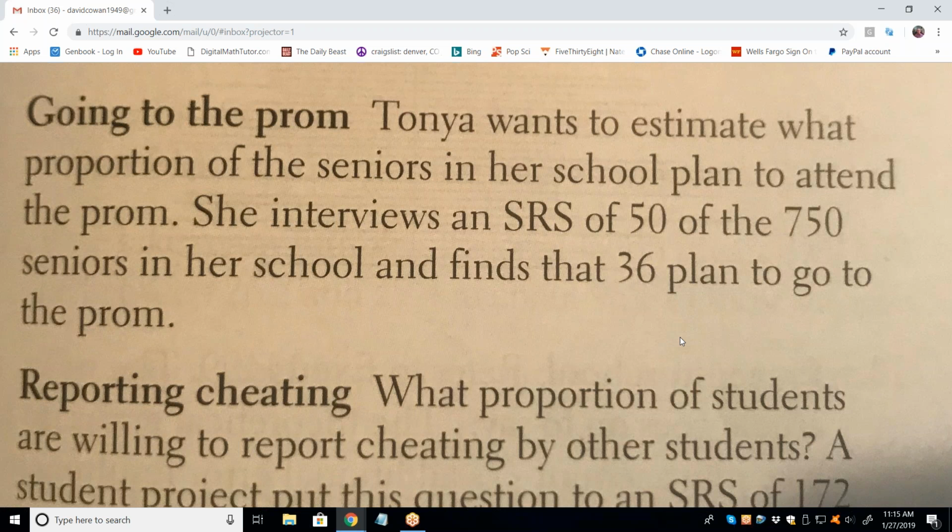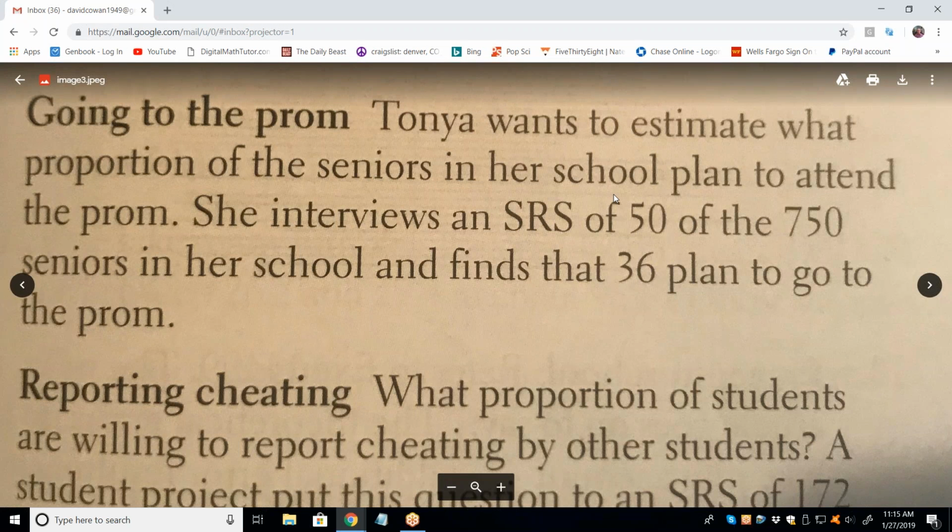Where's the question? Estimate what proportion? Okay, so the question is, what is her estimate? What do you think it is? Well, doesn't she? Let's see. I'm not sure. She needs to do.